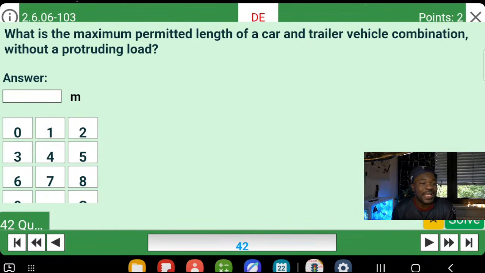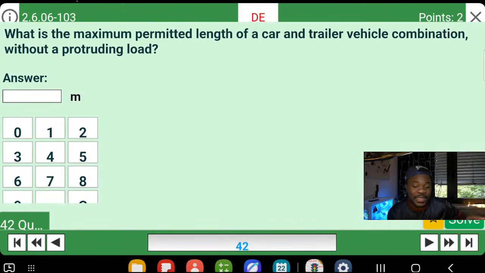What is the maximum permitted length of a car and trailer vehicle combination without a protruding load? I talked about it before. You should be aware that we might come across a question like this, and people get confused between this question and the other one we saw. I can see people telling me 7 meters. That is very wrong. That's why you get confused with the other one.